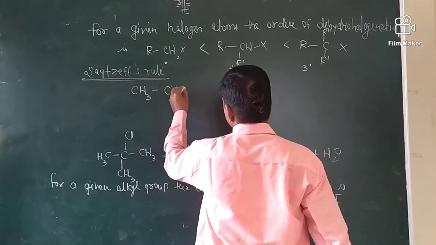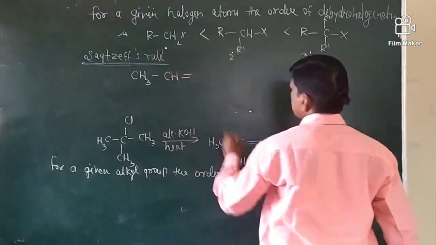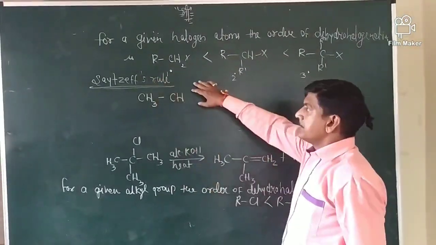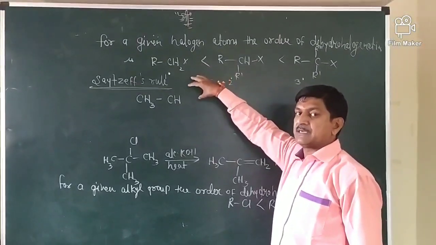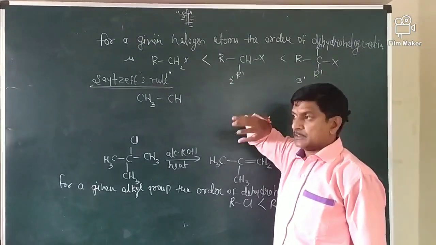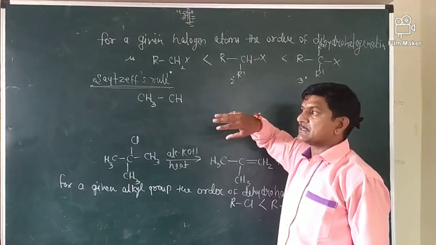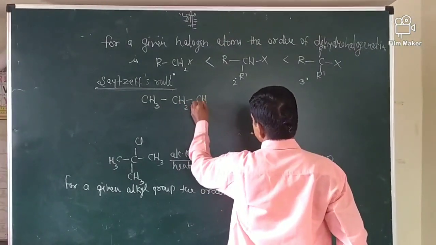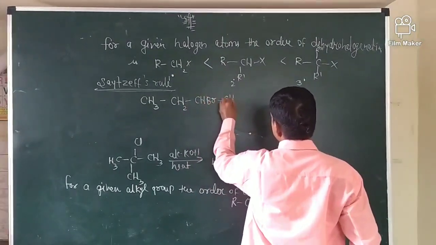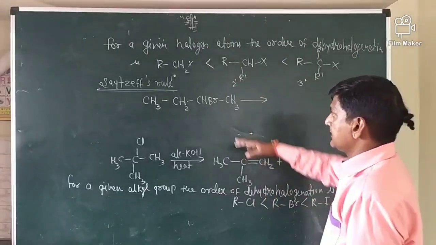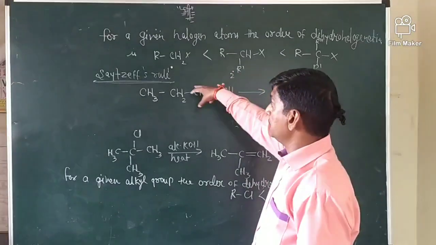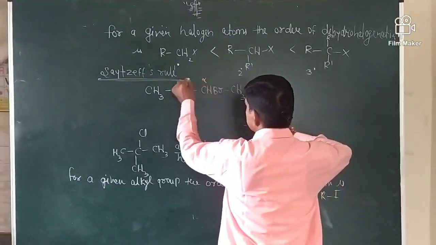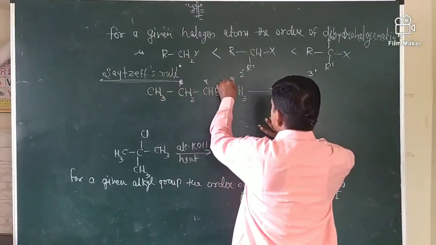Like we'll take the example of this one. According to Saytzeff rule, hydrogen atom is eliminated from that carbon atom which possesses the least number of hydrogen atoms, and this gives the more substituted alkene. So here is CH3CH2CHBrCH3. Here you will apply Saytzeff rule. This is the alpha carbon atom. This is a beta carbon atom, and this is also a beta carbon atom.